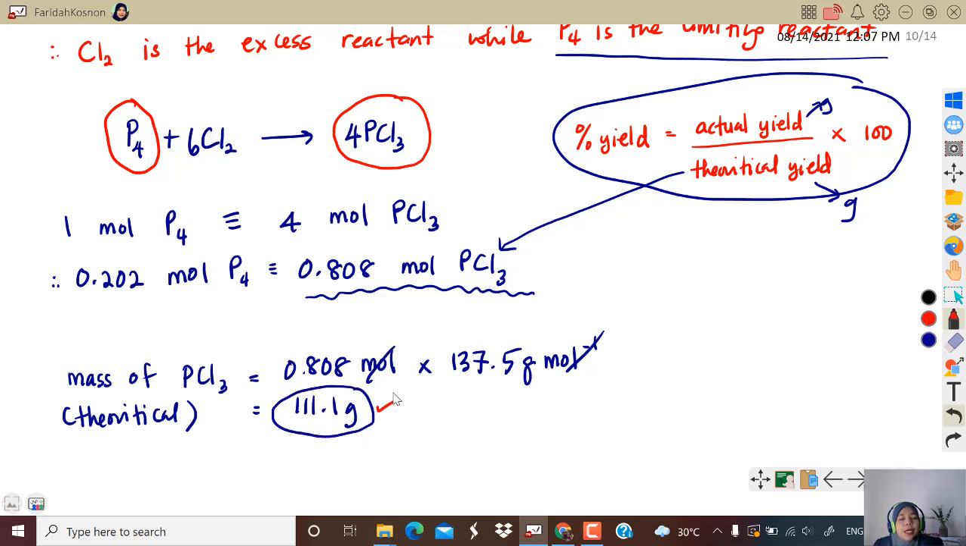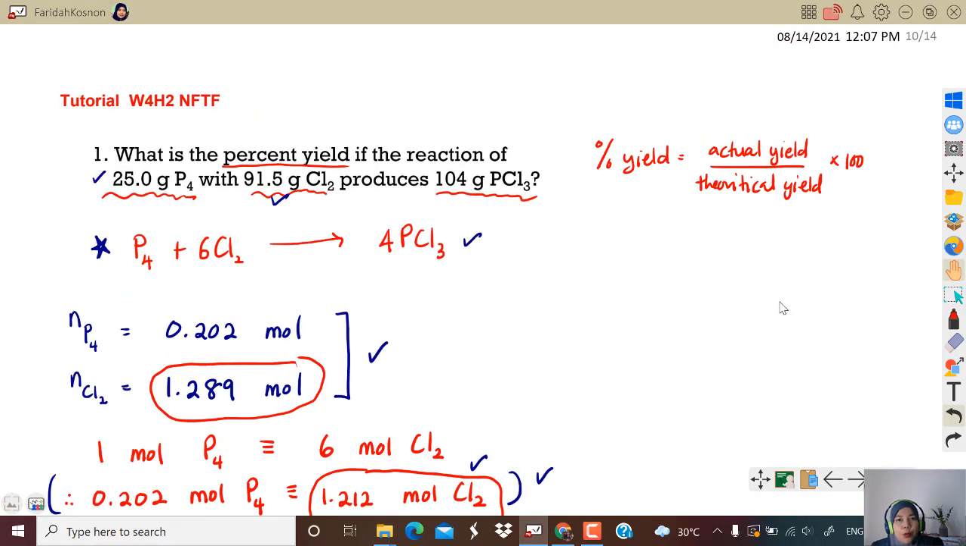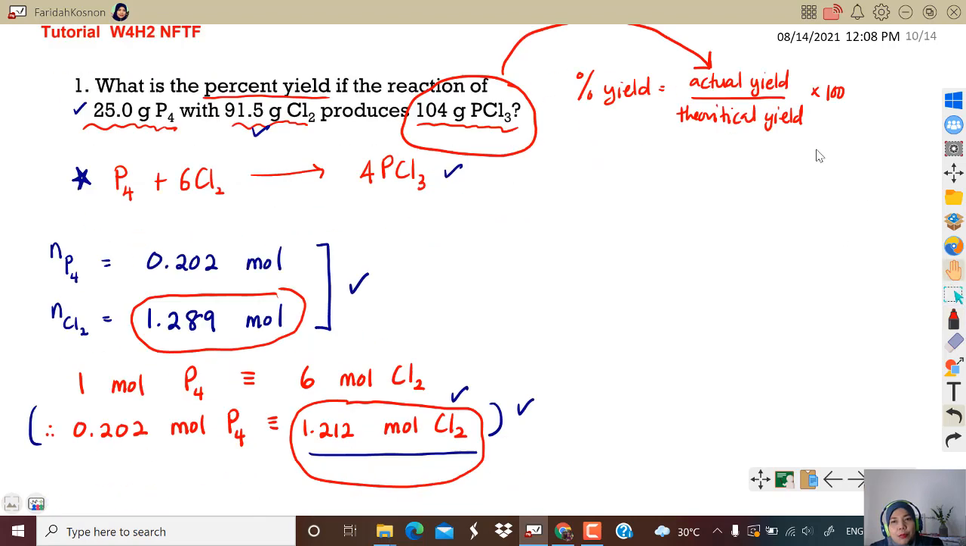If you refer to the question, okay, kalau awak refer soalan, saya turunkan sekejap soalan. Stated in the question, 104 gram PCl3 is produced. So, 104 gram ini adalah actual yield. Normally, usually, actual yield akan diberikan. Theoretical yield kita kena kira menggunakan stoikiometri, seperti yang kita baru buat tadi. Jadi sepatutnya kita dah boleh selesaikan.